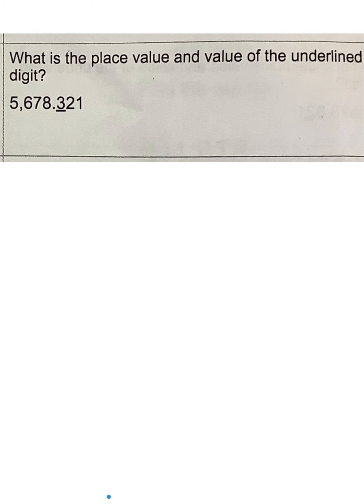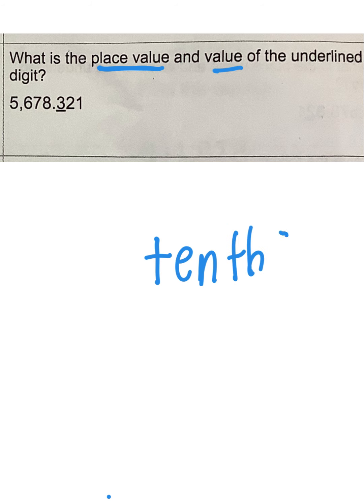All right, so now it's asking what is the place value and the value of the underlined digit. So we're going to have two answers here. We're going to have the place value for the underlined digit and the value for the underlined digit. The place value is 3/10, and this is just what I put for the value.